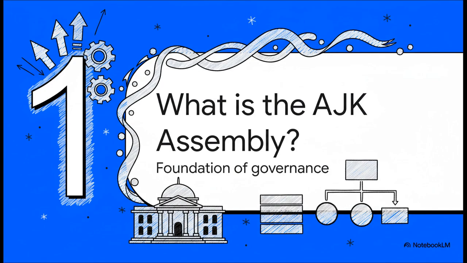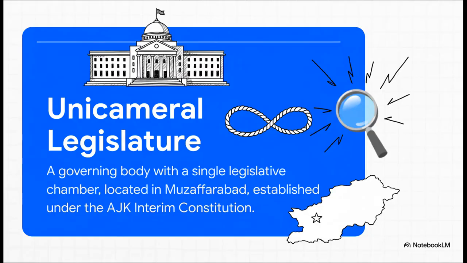What even is the AJK Legislative Assembly? Well, at its very core, it's the engine room of governance for the entire region. Let's see what that really means. Now you're going to hear this term unicameral legislature. It sounds complicated, but it's not. All it means is that there's just one single house or chamber. That's it. So every debate, every vote, every single law gets decided in this one room in Muzaffarabad.